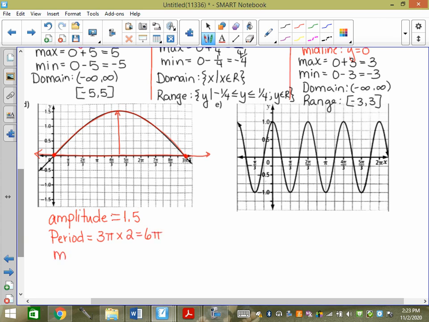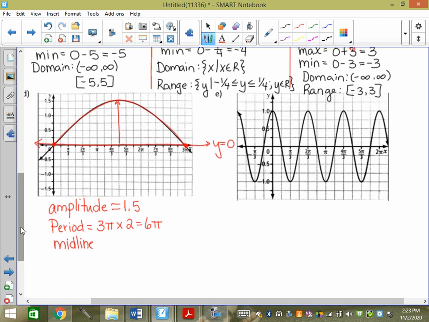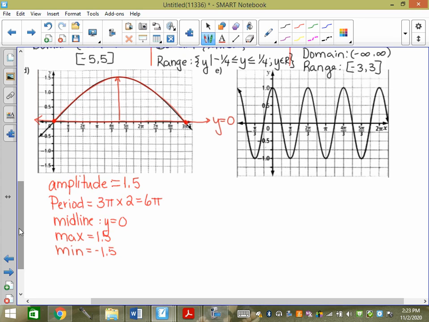Then I asked you for the midline. If the midline is the x-axis, that's the line y equals 0. Remember, the x-axis is the y equals 0 line. The y-axis is actually the x equals 0 line, because that's where all the x's equal 0. My maximum for this one is 1.5, which means my minimum is negative 1.5 because my midline is 0. So it has to be equidistant.